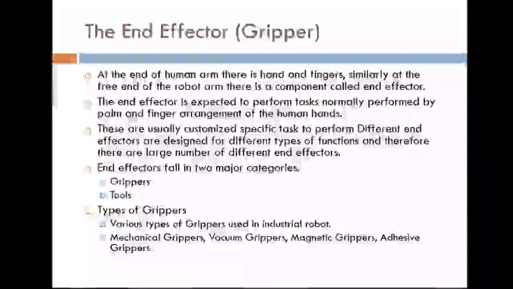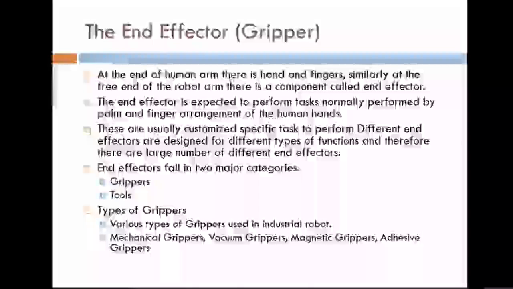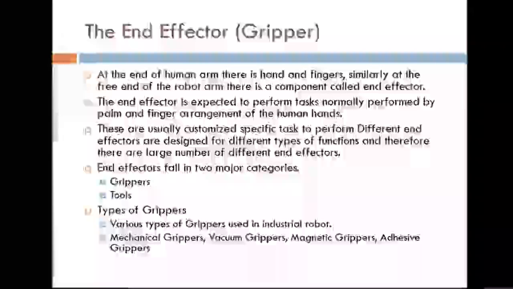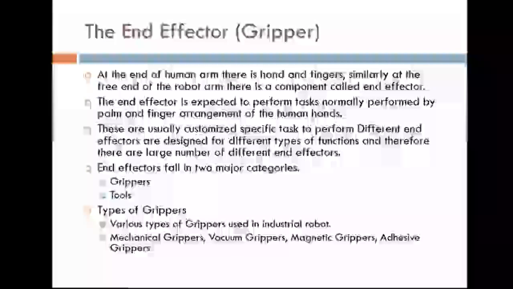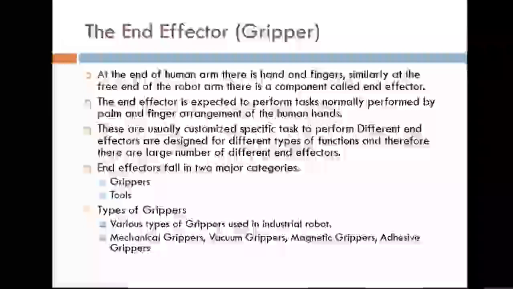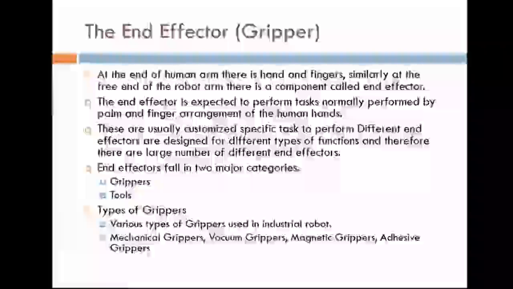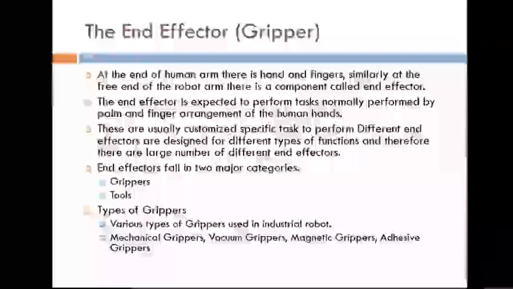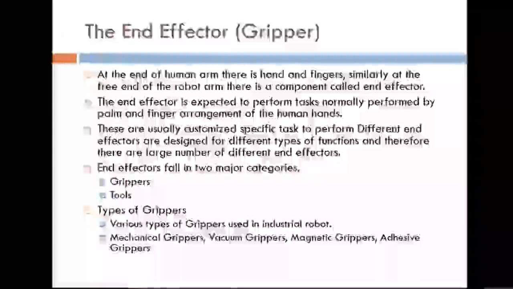But we need welding by the robot. At that time, which type of tool do we attach at the end effector? We attach the welding gun, electrode, inert gas bottle, and nozzle. Like this, all tools we attach at the end effector. At that time, this robot performs manufacturing of a product, material addition, or material removal. So this end effector is called a tool.